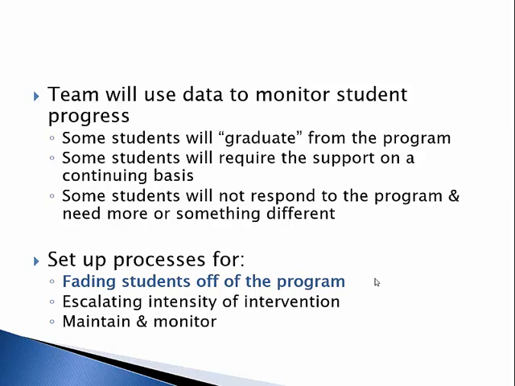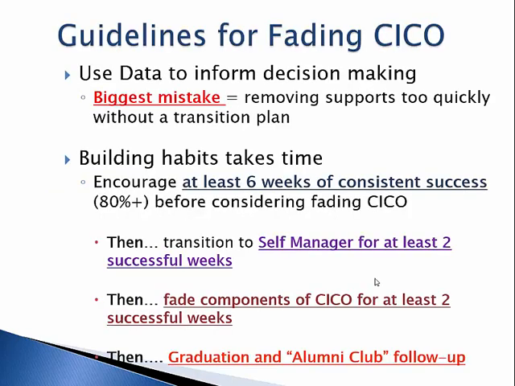So some of the processes we want to set up. We want to set up programs, the opportunity to fade students off of check-in, check-out. We also want to start thinking about what we do for those kids who need additional supports, and then those kids that we need to just maintain and monitor. So what are the processes and procedures that we have in place for those? And we want to set up some decision rules about how to support these students.